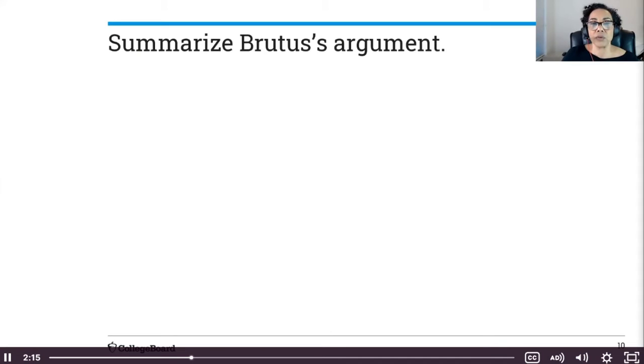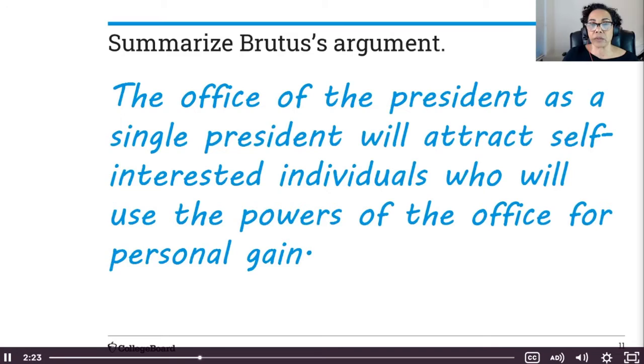And so if you think about Brutus's argument, you have to go back way back to Unit 1. We've got pretty much the office of the president as a single president will attract self-interested individuals who will use the power of the office for personal gain. All right, so that's a general concern.